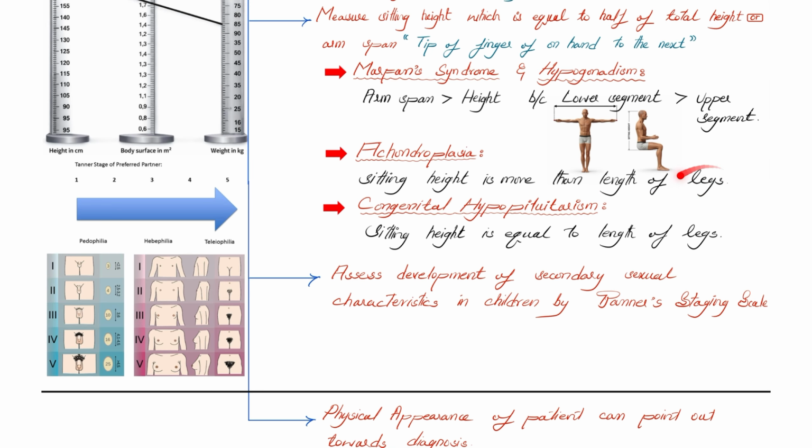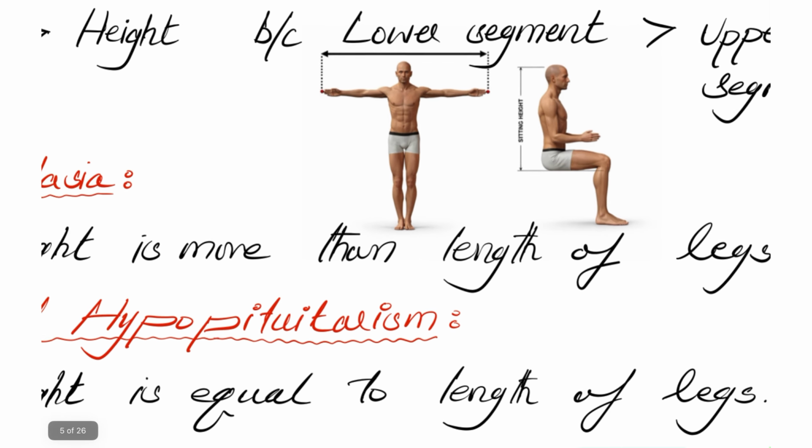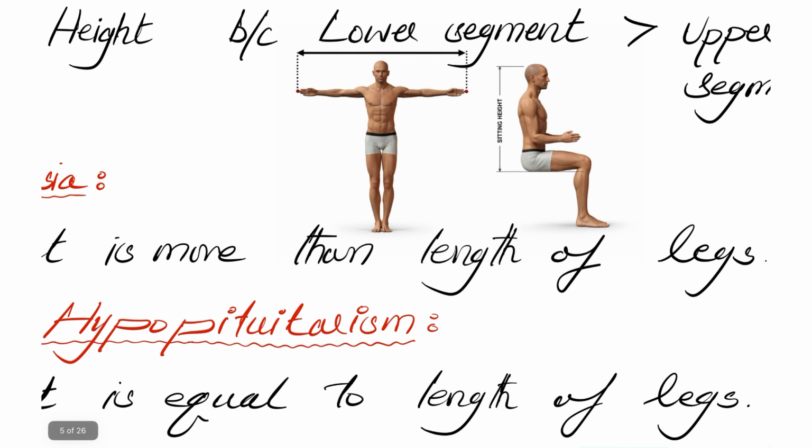Do you remember Tyrion Lannister in the Game of Thrones, who is portrayed as Hand of Queen? So Tyrion is having achondroplasia. Then, in congenital hypopituitarism, sitting height is equal to length of legs. So, this sitting height and arm span can help you for diagnosis of some of the illness.